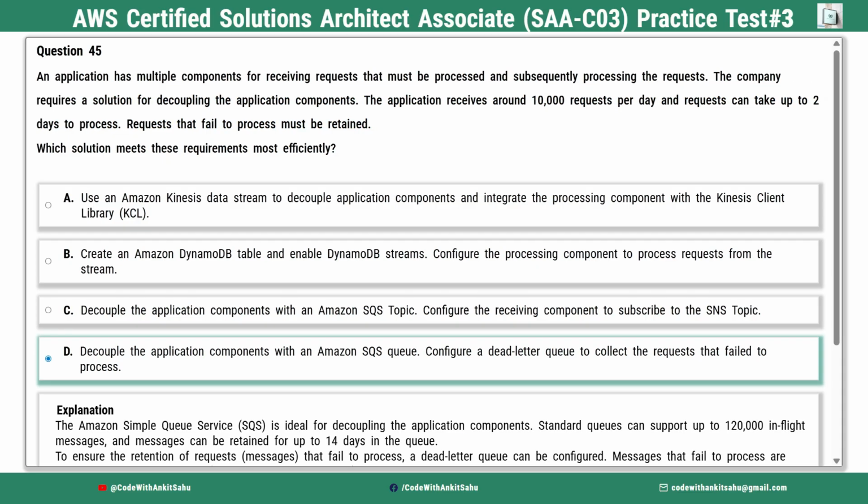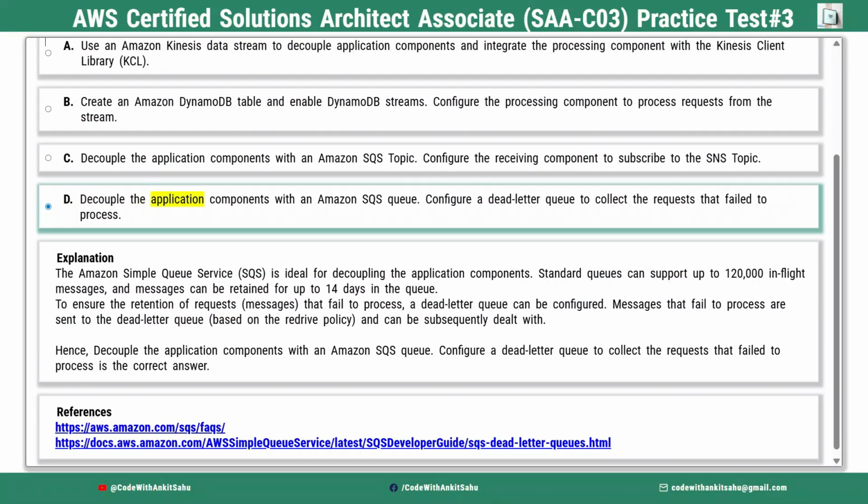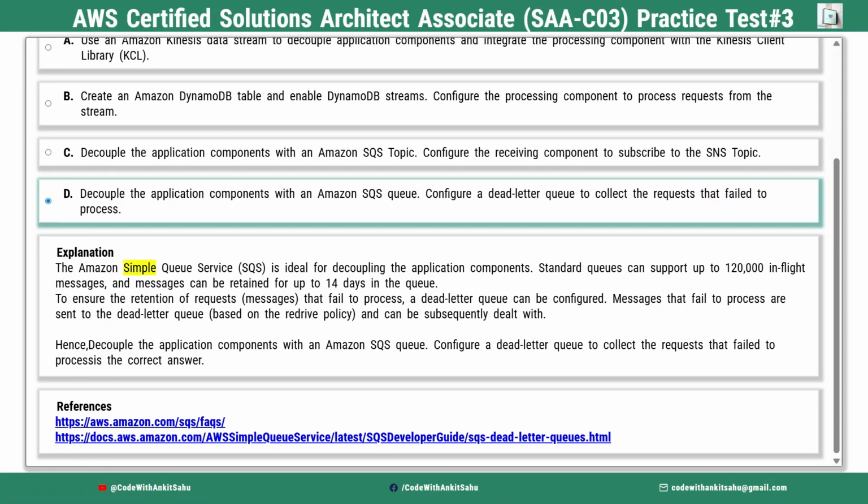Correct answer. Option D. Decouple the application components with an Amazon SQS queue. Configure a dead letter queue to collect the requests that failed to process. Explanation: the Amazon Simple Queue Service, SQS, is ideal for decoupling the application components. Standard queues can support up to 120,000 in-flight messages, and messages can be retained for up to 14 days in the queue. To ensure the retention of requests, messages that fail to process, a dead letter queue can be configured.